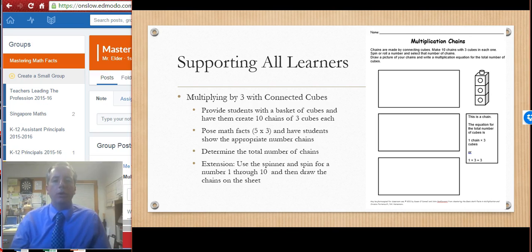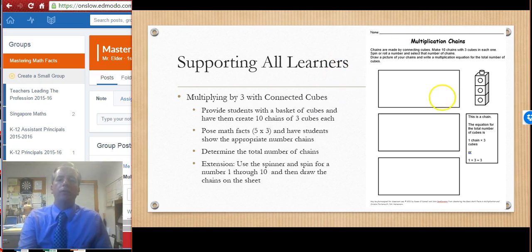So we're going to look at connecting cubes. This is going to go back to what we did early on with the 3-hat day. So we're giving kids a basket of cubes, and we're asking them to make 10 chains of 3. So they're making these little stacks of 3 like you see on the worksheet there. So we're going to pose some math facts. Okay, 5 times 3. Can you show me that? Well, that would be 5 of those little stacks, right? Okay, well, let's draw that out.